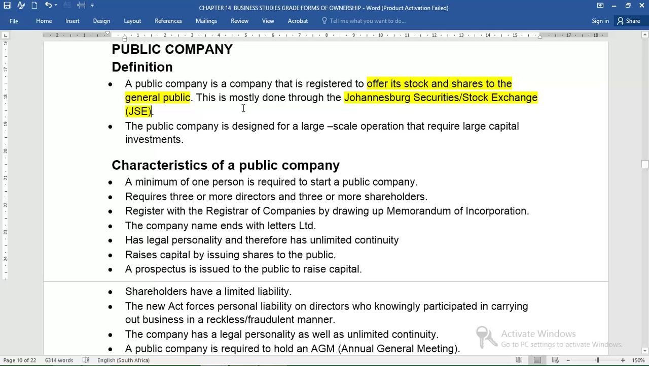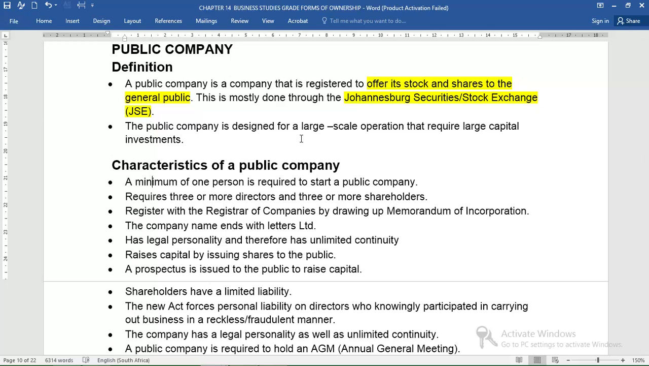But a private company does not sell its shares to the general public. It only sells its shares to private individuals, to only private investors, right? That's why it's called a private company. That's the major difference between a private company and a public company, right?